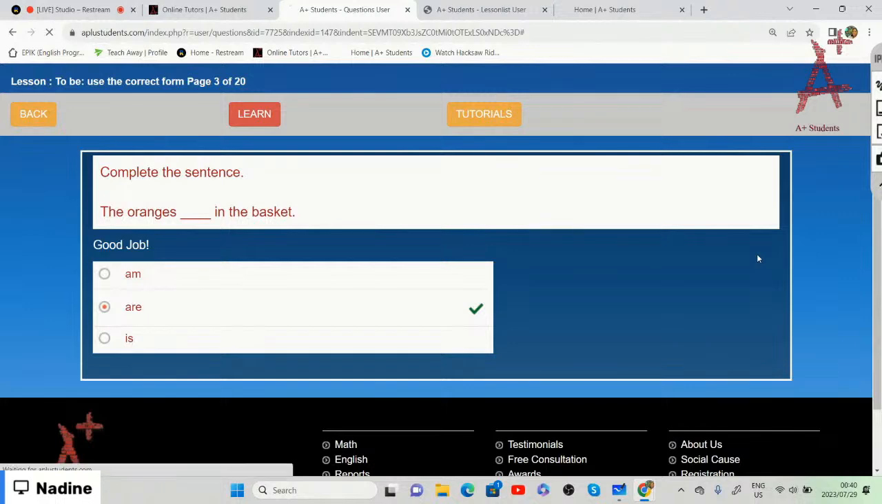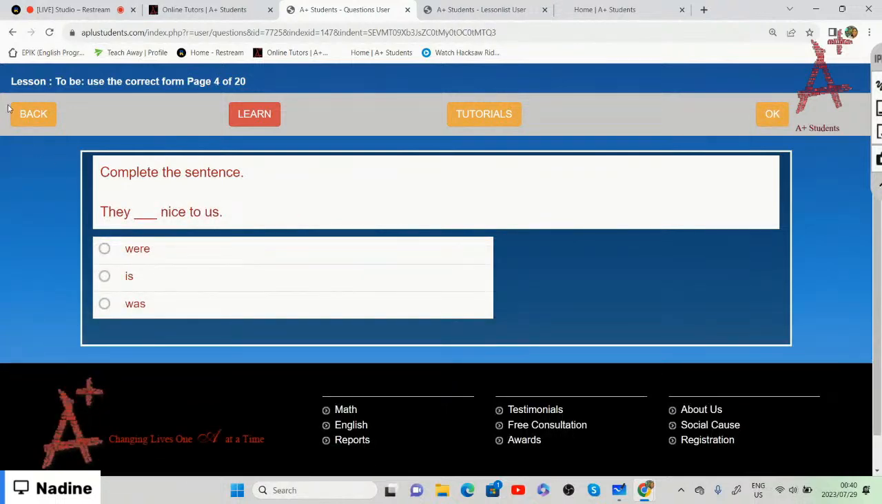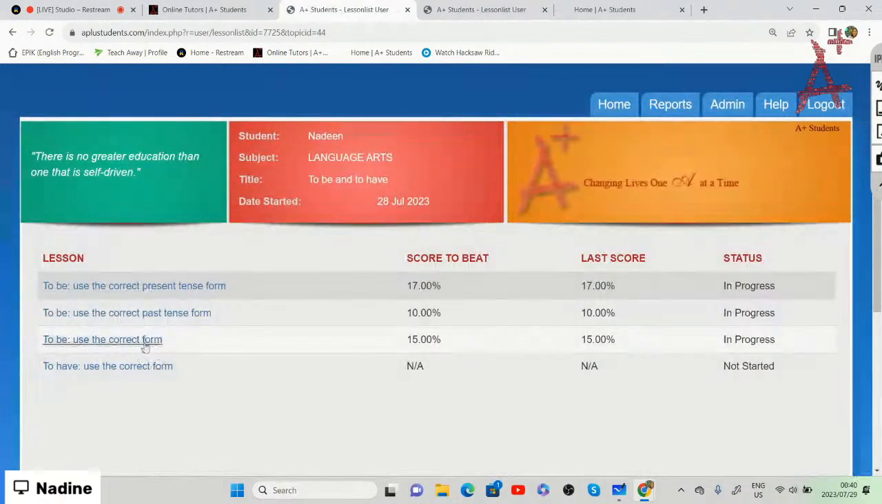So R is correct. All right, so far we have used "to be" on three different occasions, where we used "to be" to use the correct present tense form, the past tense form, and we also use the correct form. So now we're going to the last one, which is use the correct form.